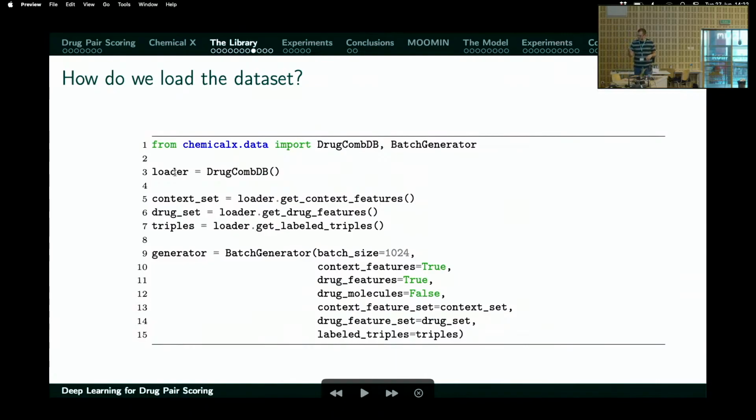And then what happens is that you have a generator that will create batches for you. And the process that I had shown in the previous slide is going to be batched. So we are not going to do it for the individual triples, of course. And we can decide, for example, whether we want to have the context features used, whether we have drug level features that we will return, and whether we will have drug molecules for which we have molecular graphs. Cool. So this is the generator.